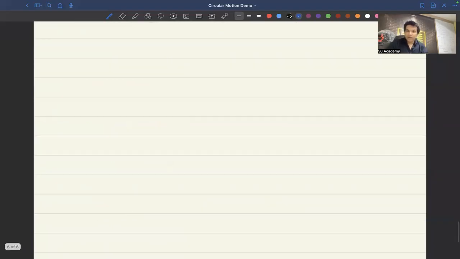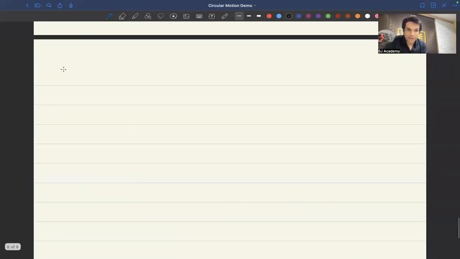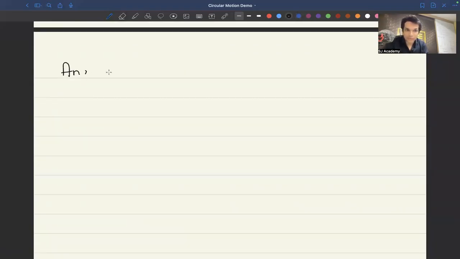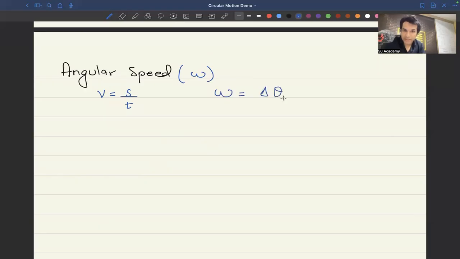Okay, now moving on to angular speed. We know that when we talk about speed, that is change of distance upon change of time. So velocity is basically change of displacement with respect to time. When we talk about angular speed, its unit will be this W form, we call it omega. So this will be given as delta theta upon time. And we know that this is in radians and this is in seconds. So the unit for omega will be radians per second.